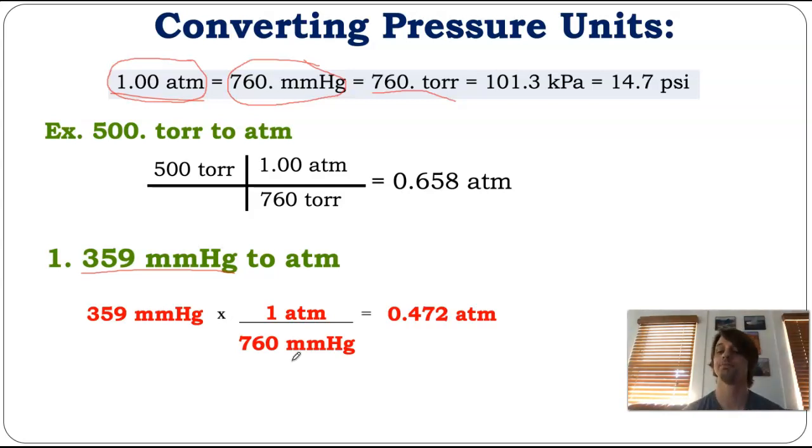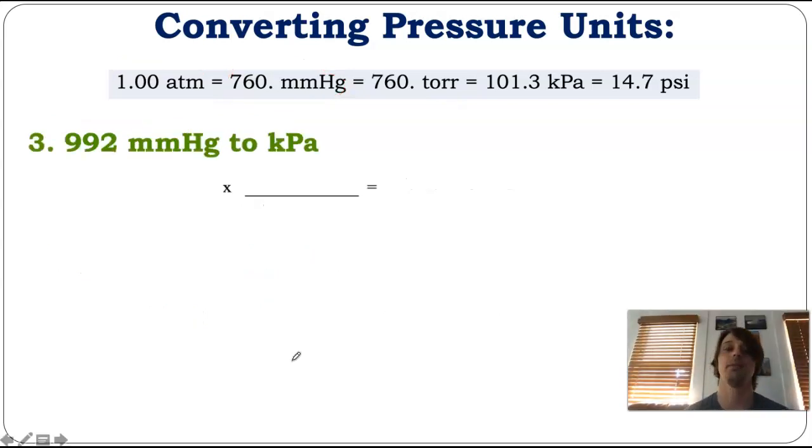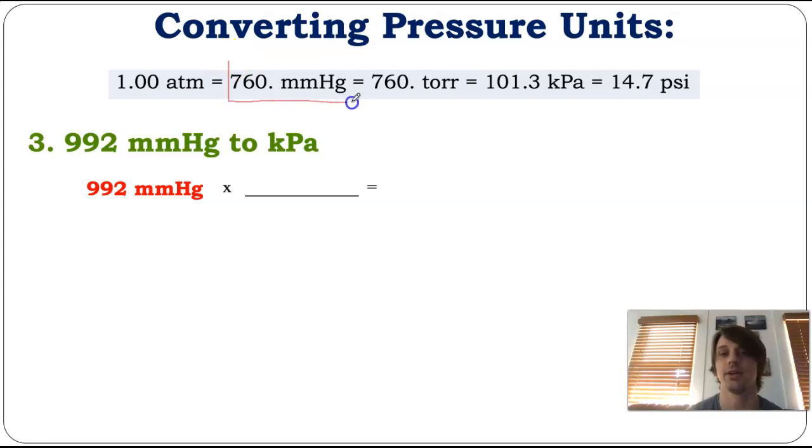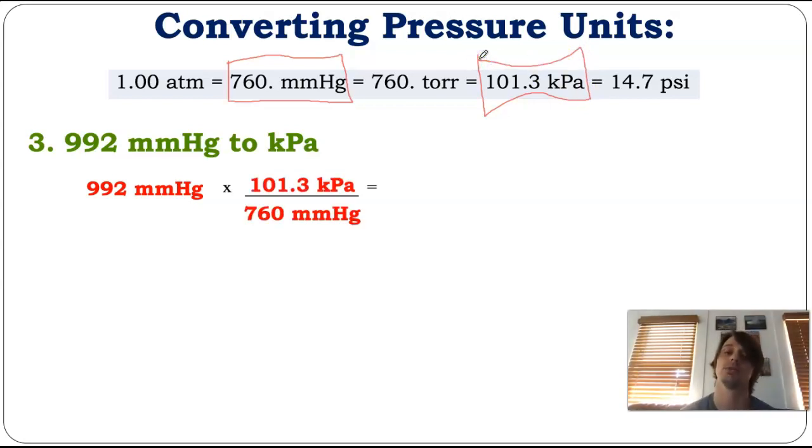One more example to wrap things up. I'm going from 992 millimeters of mercury. That's going to go out front. I'm going from millimeters of mercury to kilopascals. So to find my conversion factor, I can highlight it up here. Here's 760. That's going to go on bottom. Kilopascals is going to go on top. But here I don't have a 1. So what do I do? I need to multiply and divide. So there's my setup. I take 992 times 101.3 divided by 760, and I get an answer of 132 kilopascals.